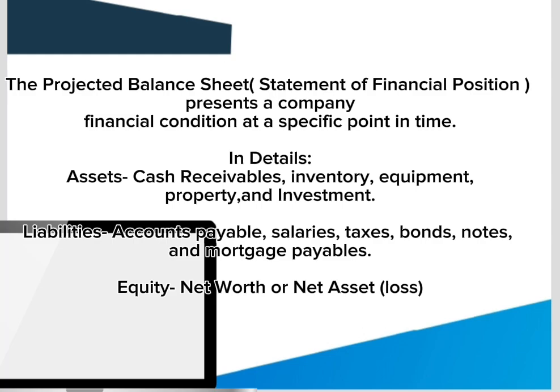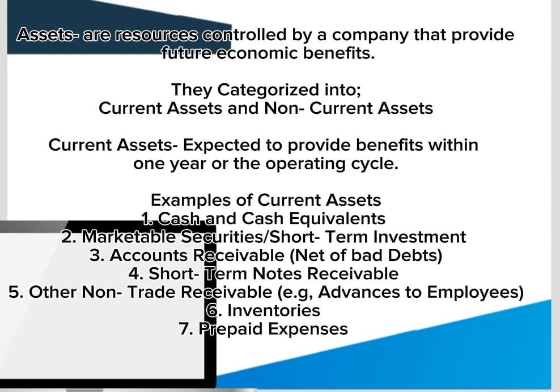Next is liabilities. Liabilities are estimated based on anticipated operations, purchases, financing plans, and repayment schedules. Liabilities have accounts payable, salaries, taxes, bonds, notes, and mortgage payables. Last is equity. Equity represents the owner's claim on the business after liabilities are deducted from assets. Equity has net worth or net loss.